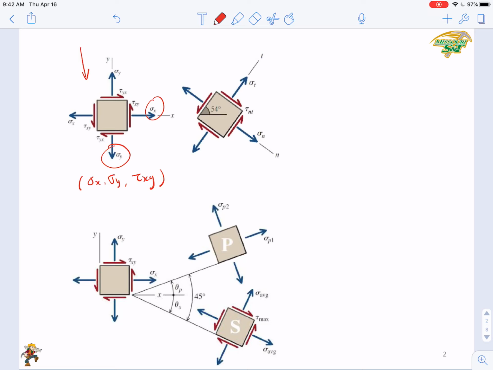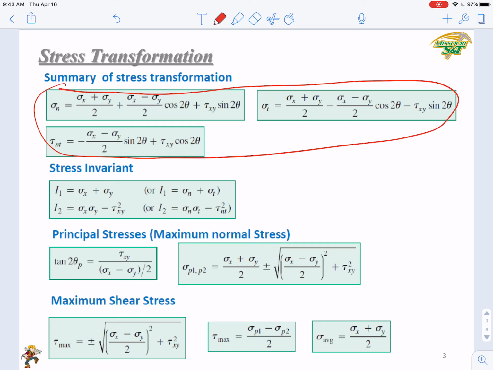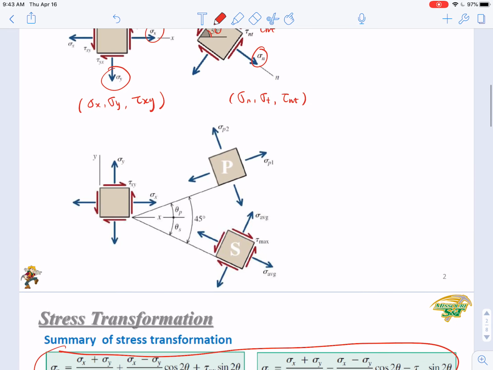Then if you rotate it by angle theta, right, then from this initial stress status, you can get another one, which is denoted by sigma n, sigma t, the two normal stresses, and a tau nt. Right. So here, just after transformation, you get sigma n, sigma t, tau nt. Right. So you can use these three equations we learned last time to achieve this stress transformation.